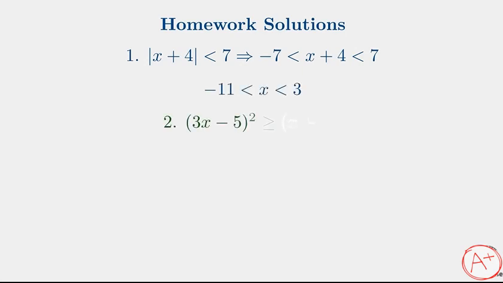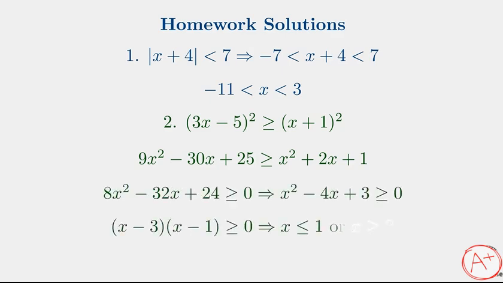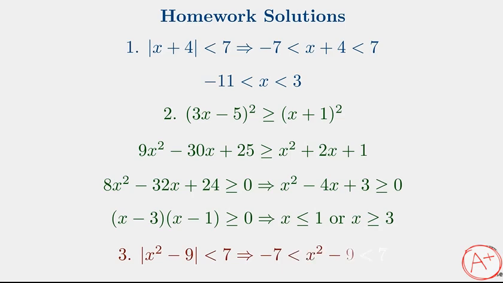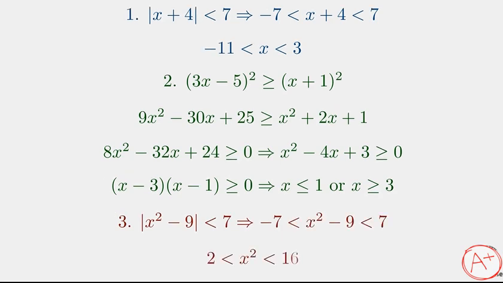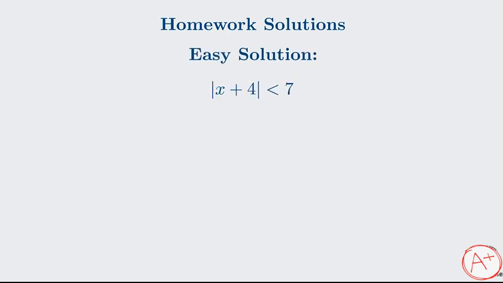Let us look at the solution for the easy question. For the medium question, we square both sides. Finally, the quadratic inequality involves the range between -7 and 7. Let us go through the solutions to see how you did. For the easy question, we used the compound inequality method. By trapping x plus 4 between -7 and 7, we quickly find the interval.